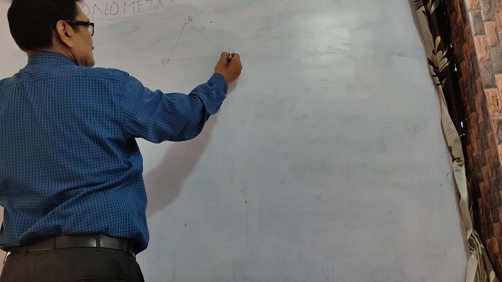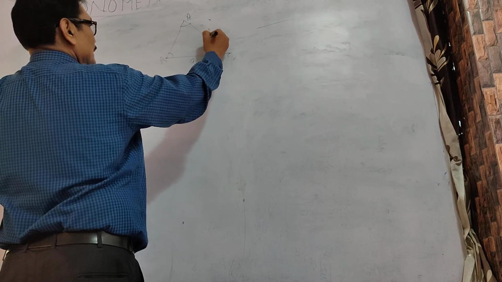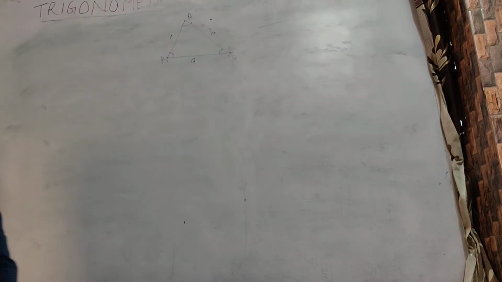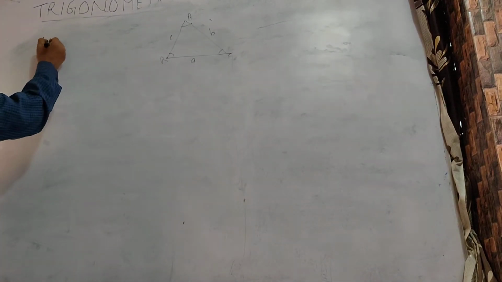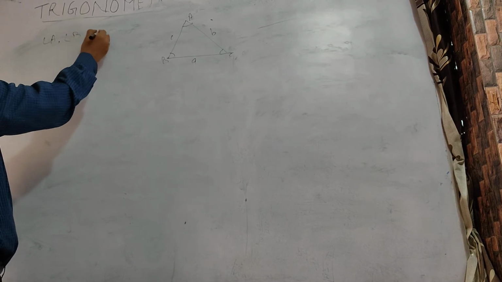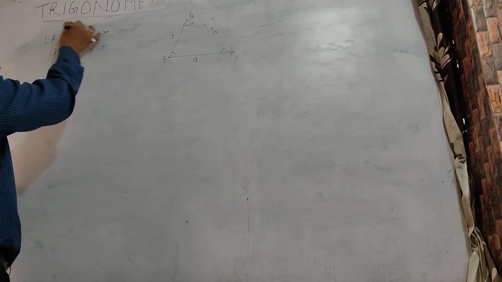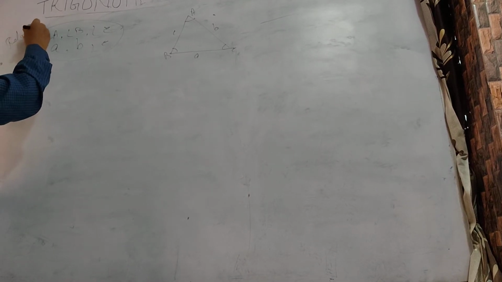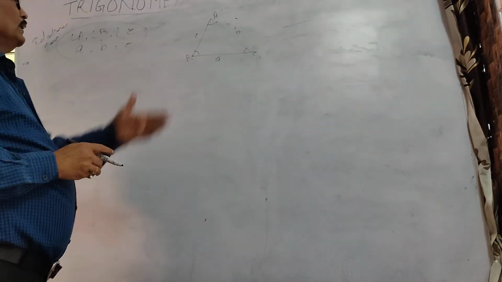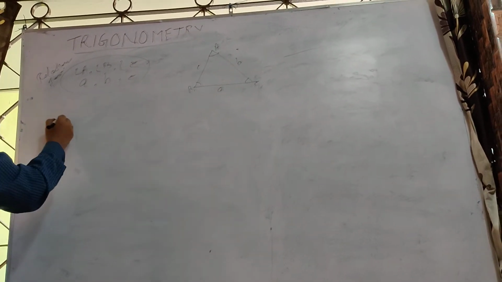Now, consider a triangle ABC with angle A, angle B, angle C and sides a, b, and c. Here we will find a relation for angle A, angle B, angle C and sides a, b, and c. The important formula relating all these six factors is the sine formula.